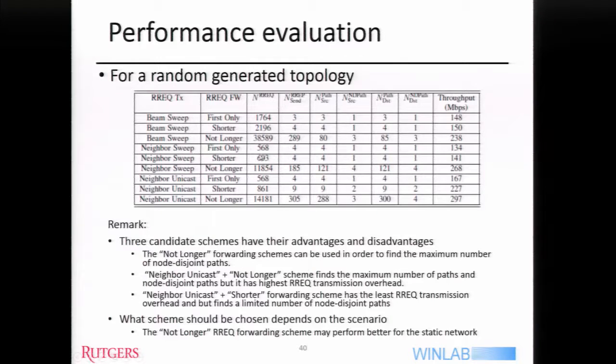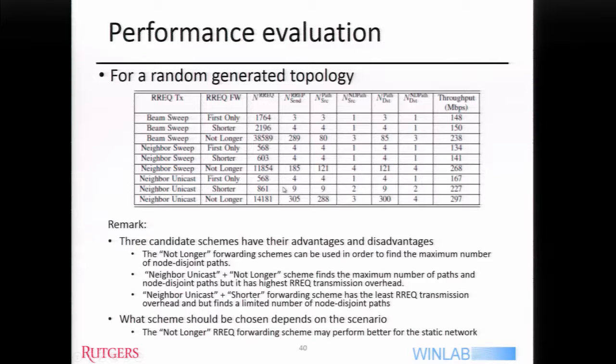So we have 3 different route request transmission schemes. We also have 3 route request forward schemes. So that gives us 9 combinations. And it also shows us how many route requests.